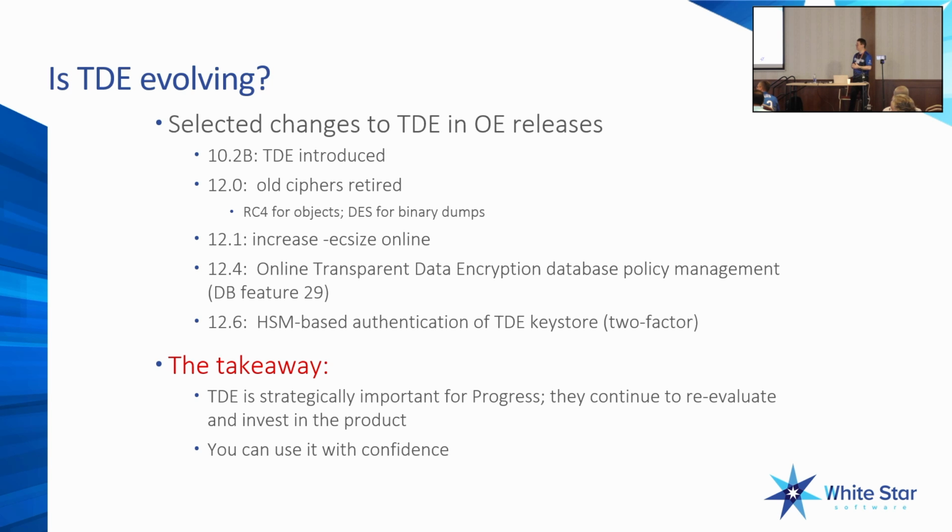Tom has a question. So when Progress removes a cipher, what happens to data that was already encrypted with that cipher? Are you forced to change to a new cipher? Do you lose the data entirely? How does that work? So the question for the recording is, what happens when Progress removes a cipher? Do you lose access to the data? I'm going to go ahead and say no on that.